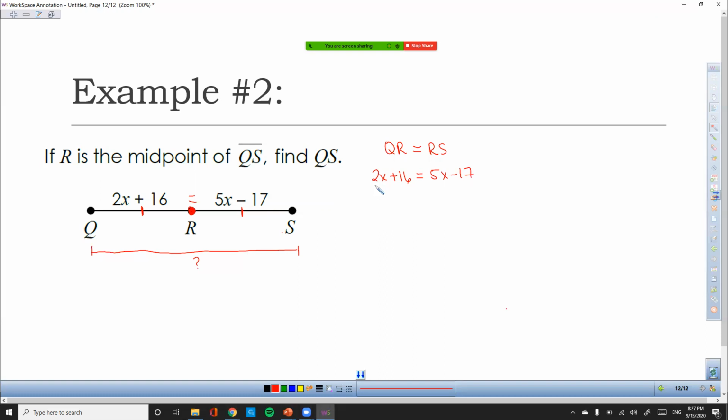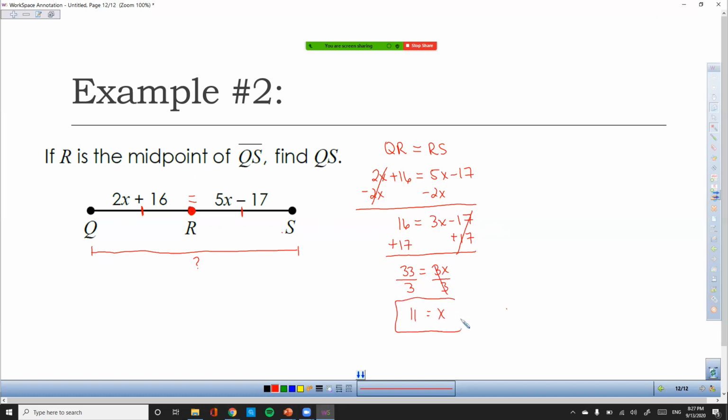Letters with letters first. We move the 2x to the opposite side, so minus 2x, minus 2x. This goes away. I'm left with 16 equals 3x minus 17. Then numbers with numbers. I have to move the 17 to the opposite side, so plus 17, plus 17. This goes away, and I'm left with 16 plus 17, that gives me 33, equals 3x. And lastly, to solve for x, I have to divide by 3 on both sides. So this goes away, and I found that x equals 11.